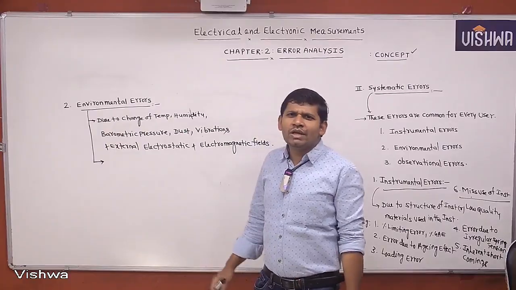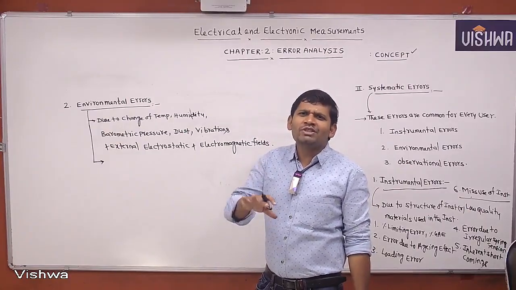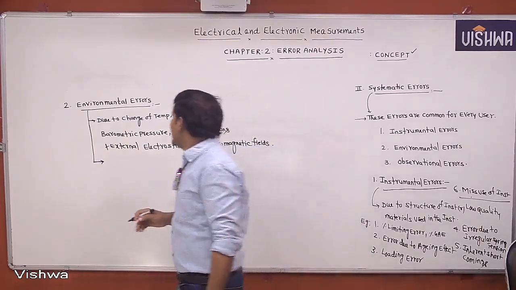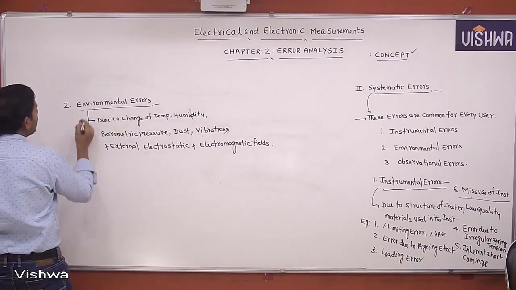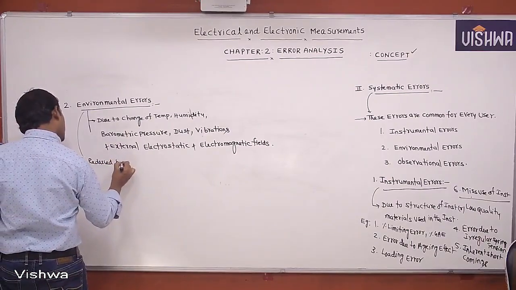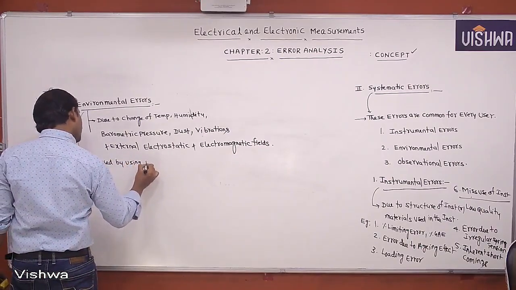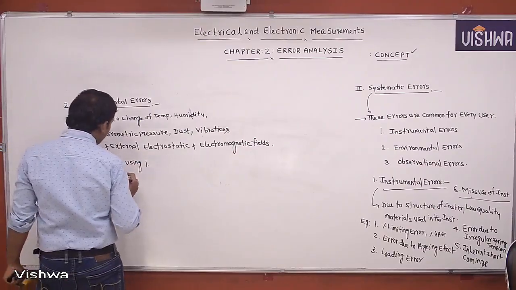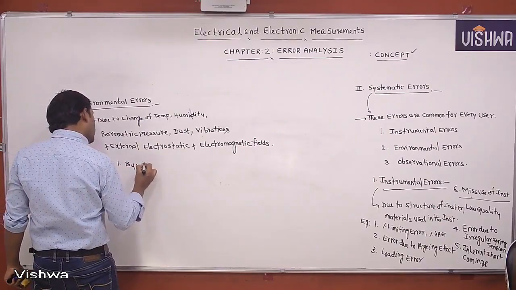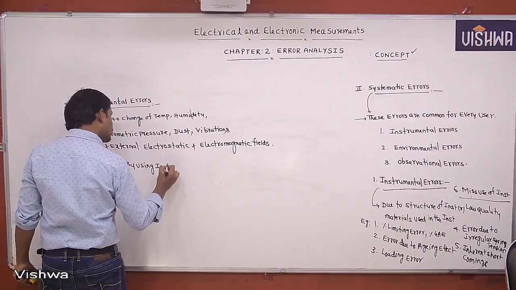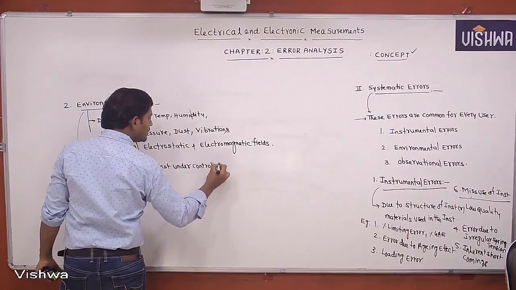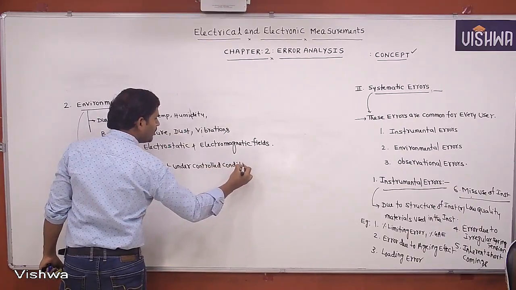Another way to reduce environmental errors is, we can provide proper shielding arrangement. We can use that instrument under shielding arrangement, then these environmental errors are reduced. So these are reduced by using the instrument under controlled conditions. That is one way to reduce environmental errors.